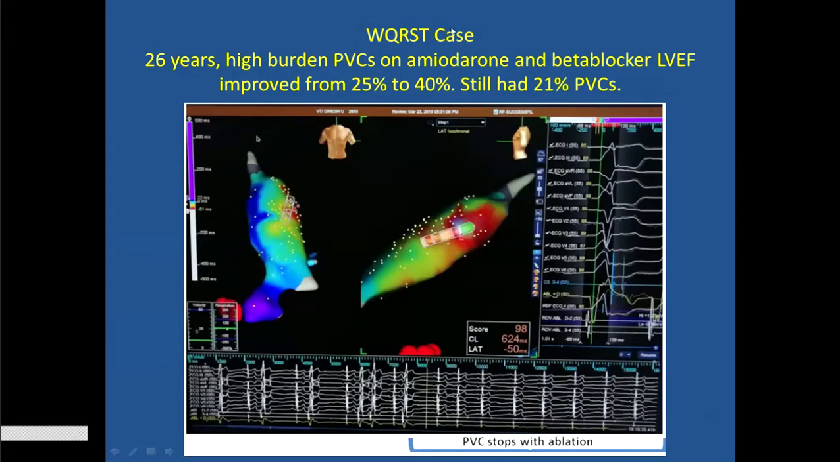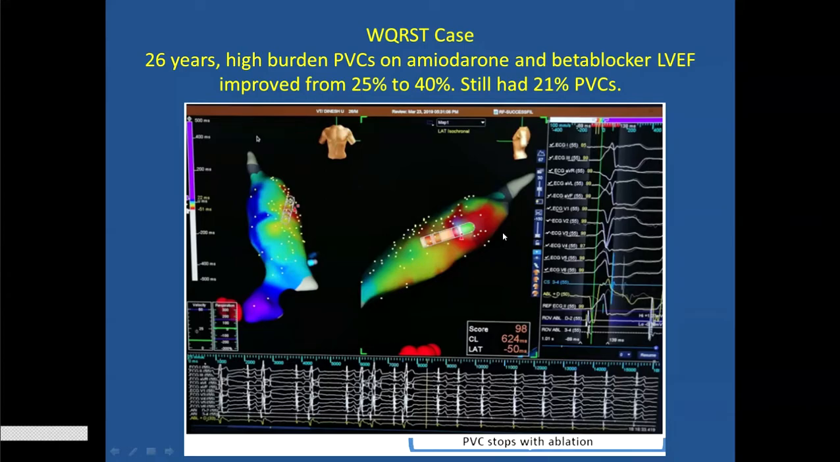This is another case of wide QRS tachycardia. 26 years, I'll end my talk in a few minutes and then we can go for the quiz. A 26-year-old gentleman, high burden PVCs. For that high burden PVC, they started amiodarone and a beta blocker, with which the LV ejection fraction has improved from 25 to 40%. Even now it is less, right? And he still has 21% PVC.